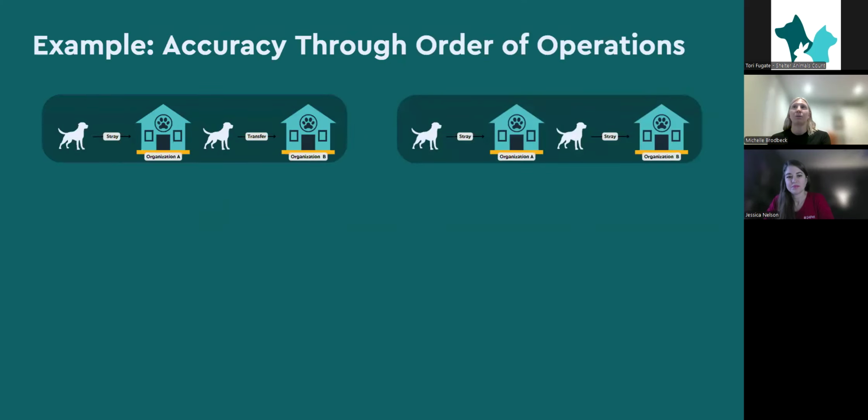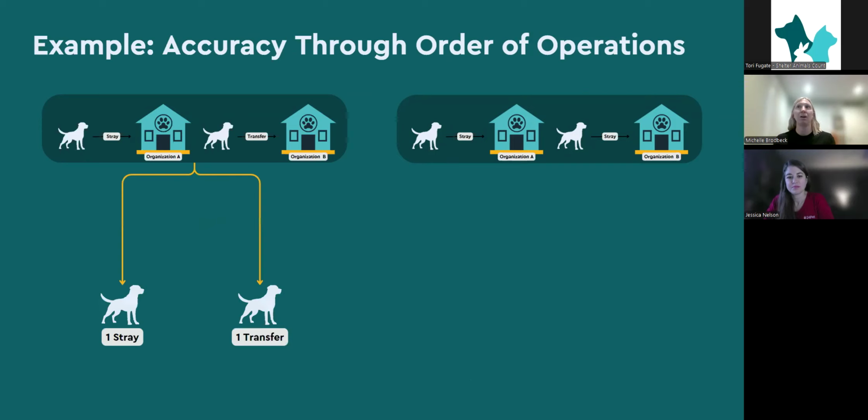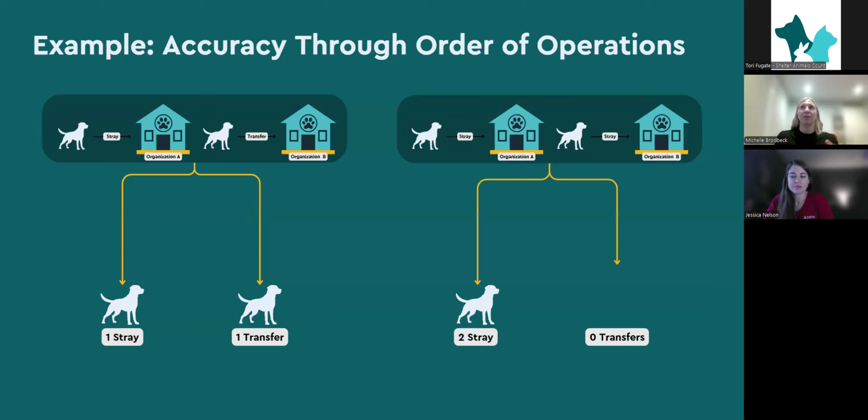So say we have a dog that enters organization A as a stray and then is transferred to organization B. If organization A processes the dog as a stray and organization B processes the dog as a transfer, then voila, when we look at the aggregated data, we have 1 stray and 1 transfer. But if organization A and B both process the dog as a stray because organization B really wants to capture that community intake type, then we have 2 strays and 0 transfers, and the dog has been really kind of double counted in the stray category.